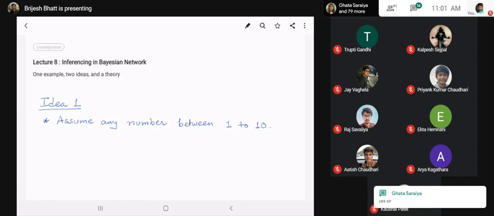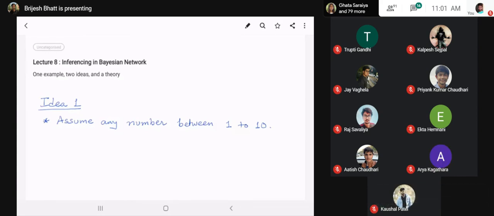Okay, good. So, in today's lecture, we'll talk about inferencing in Bayesian network, and specifically, we'll talk about one example, two ideas, and a theory, a new theory towards which we want to move. So, idea one is: quickly assume any number between 1 to 10 and put it in the message box. I will write here and then we'll talk.